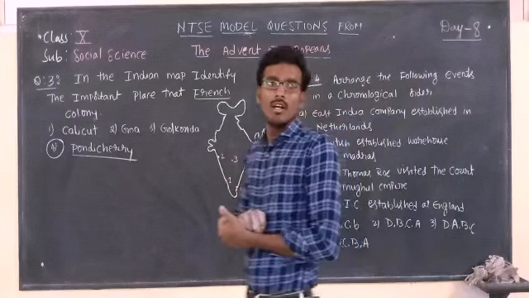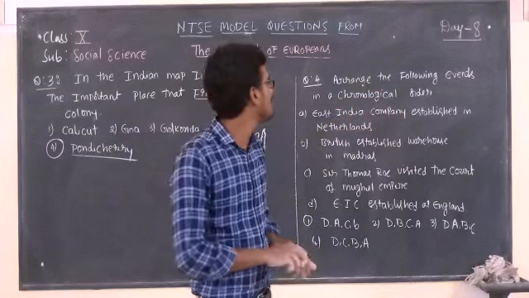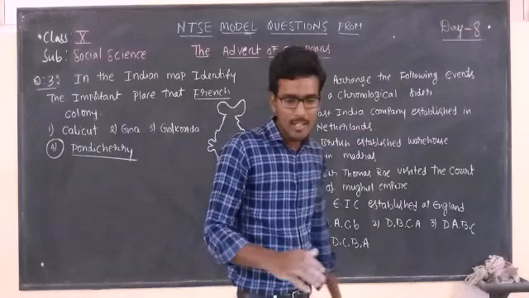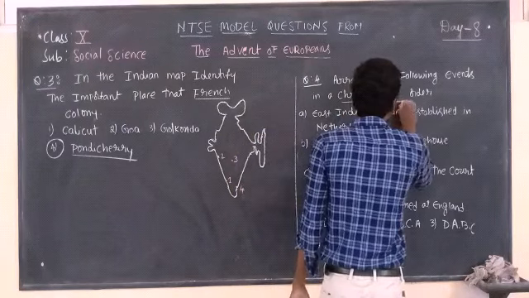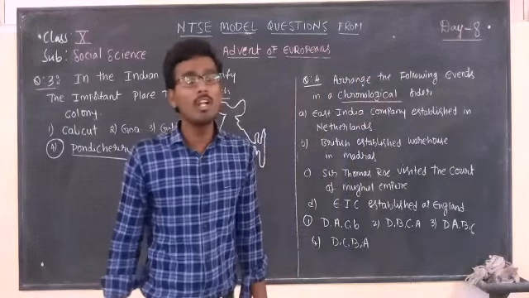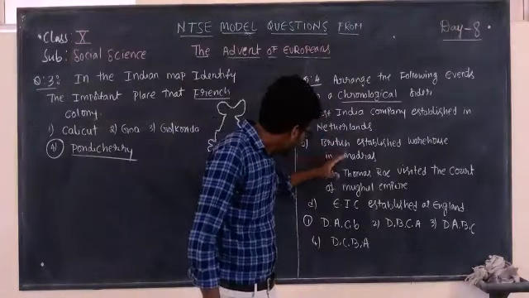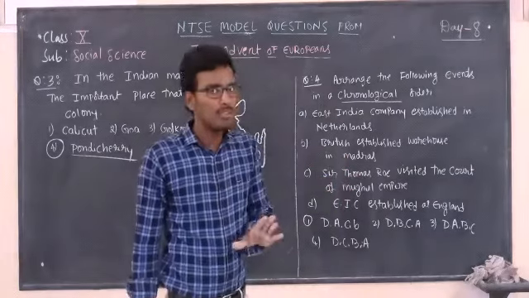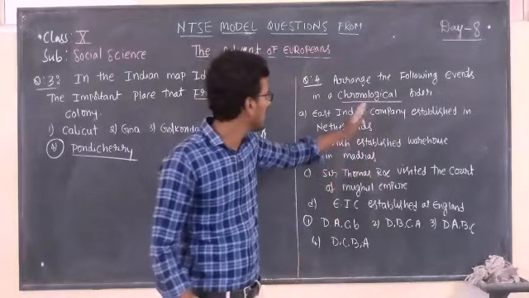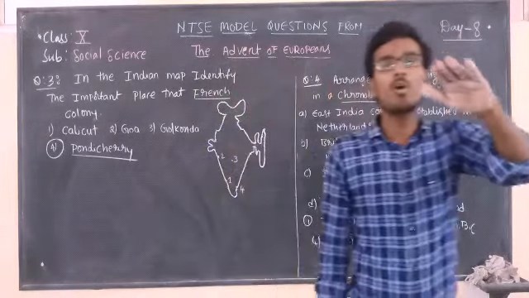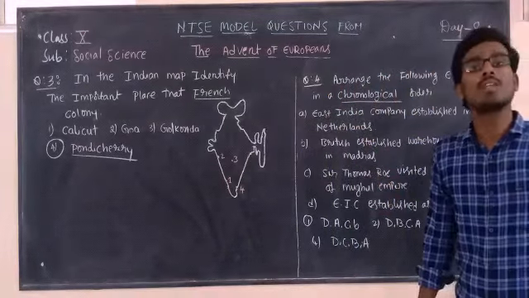Next, let us move on to the next question. Arrange the following events in chronological order. This is a new type of question. Here the type is chronological order. Chronology means what here? Years. Four events are given here as the options. What we have to do here? All the events you have to keep in chronological order, meaning which event comes first, which event comes last.